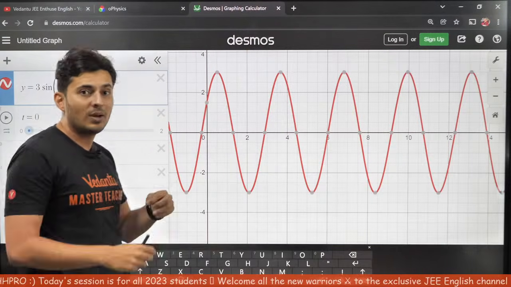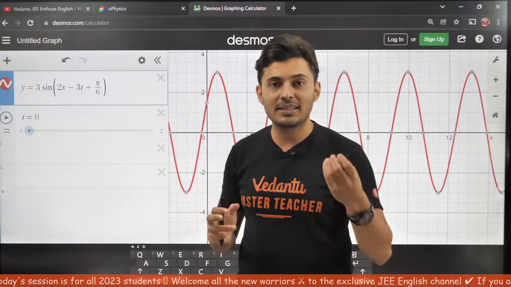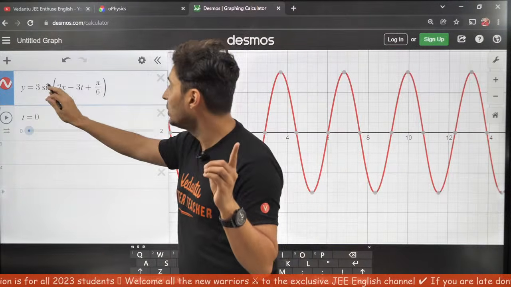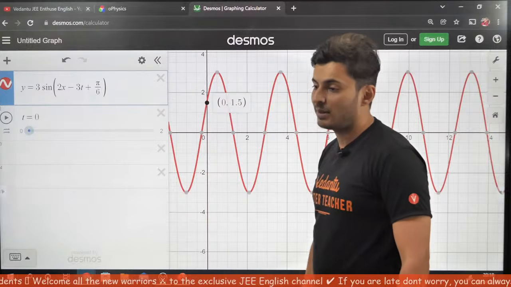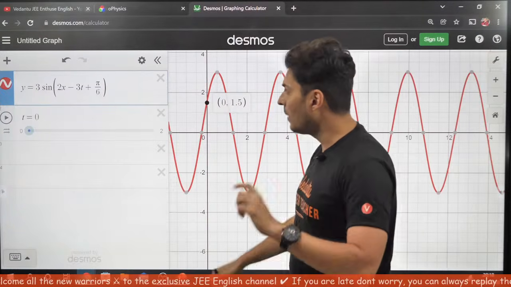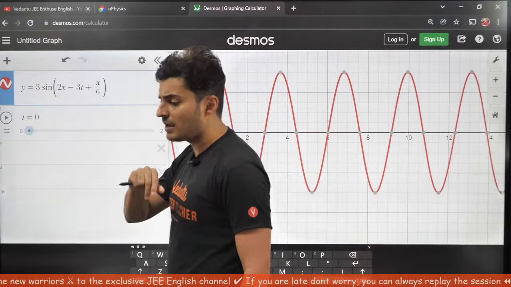So sine of 30 degrees, which is pi by 6, is half. And half into 3 is 1.5. That's why this point is at 1.5 units. Now, let's try to change this and see what happens.